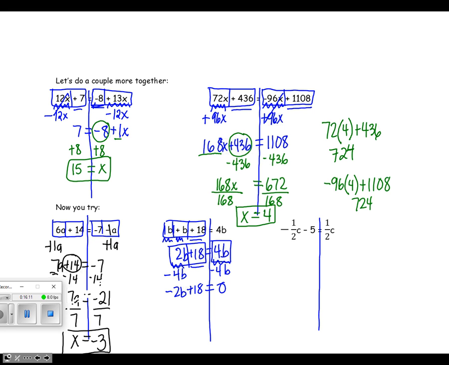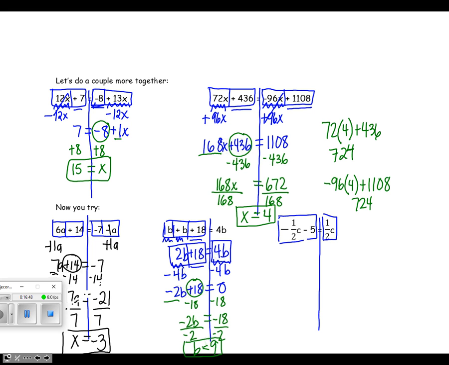Okay, so now I have my constant and my coefficient. I'm going to subtract 18 from both sides. Gives me negative 2b equals negative 18. Then I'm going to divide by negative 2 on both sides, which gives me b equals 9. And we know from checking it before that that is correct. Either way, same answer. One way just has fewer negatives. Okay. One more.